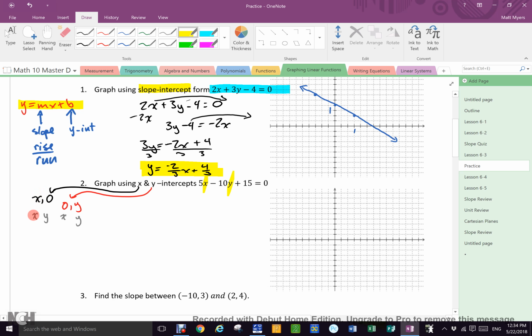That x is an x value. What is that right there? An x. So I can write 5x. That is a y value. What do I see right there? A 0. So minus 10 times 0 plus 15 equals 0. 10 times 0 disappears. 5x plus 15 equals 0.